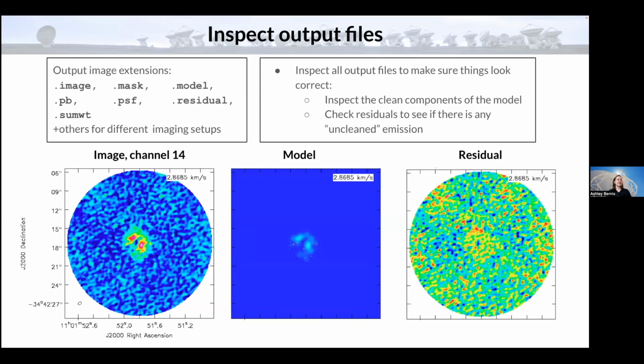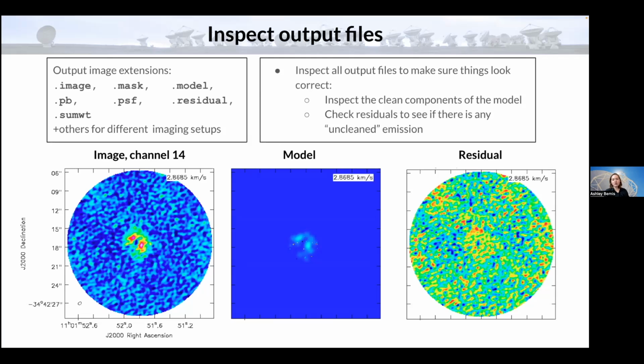So we let this process finish. If you're following along, you could hit the blue arrow and let tclean finish. And when it's done, you'll end up with a set of output files, which I have listed on this slide. You will end up with your image file, which in this case will be a cube. You'll end up with a mask, and this will be the final mask that tclean produces.